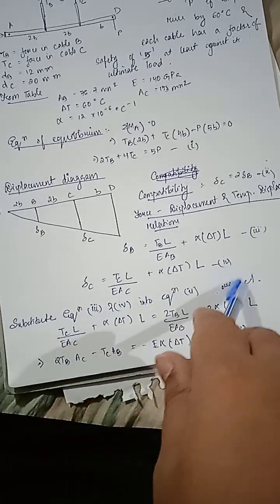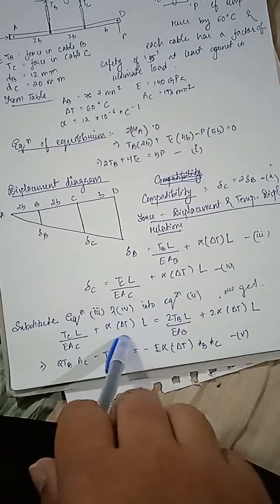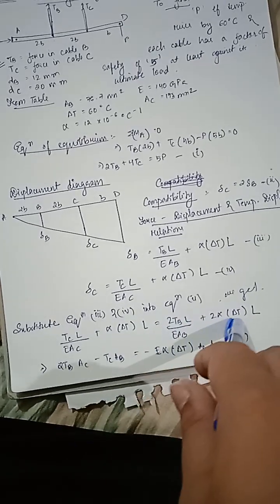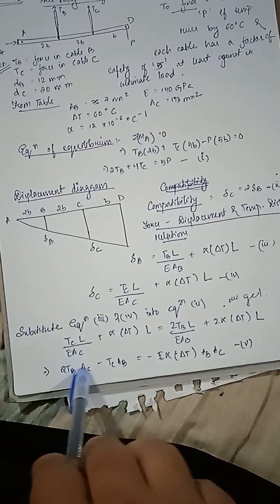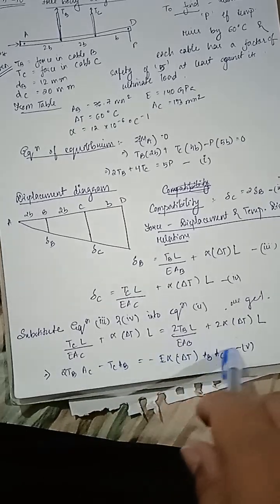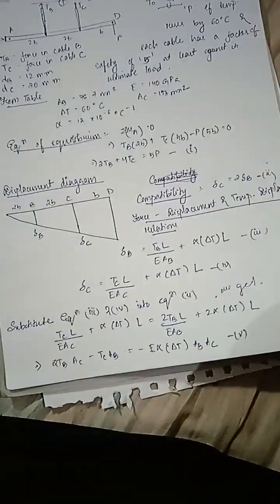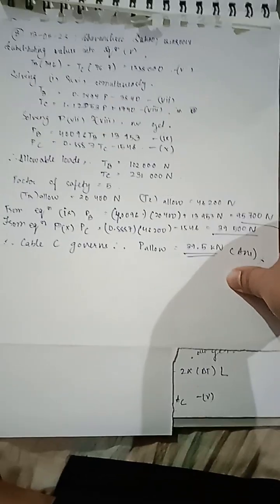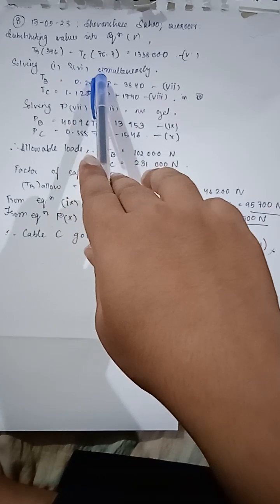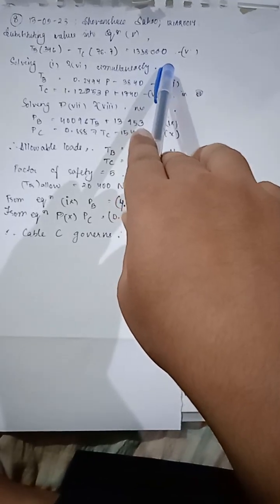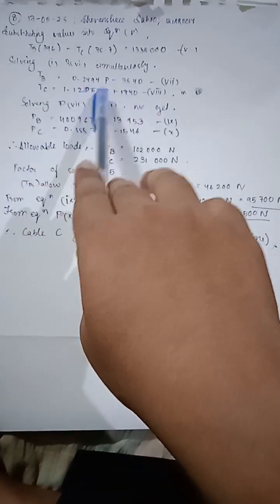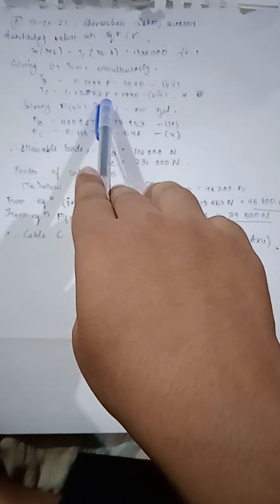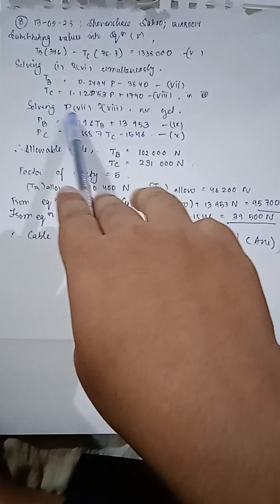Substituting equation 3 and 4 into 2, we get TCL by EAC plus alpha delta TL is equal to 2TBL by EAB plus 2 alpha delta TL, implying 2TBAC minus TCAB is equal to minus E alpha delta T AB AC. Now substituting values into equation 5, we get TB 346 minus TC 765 is equal to 1333800.